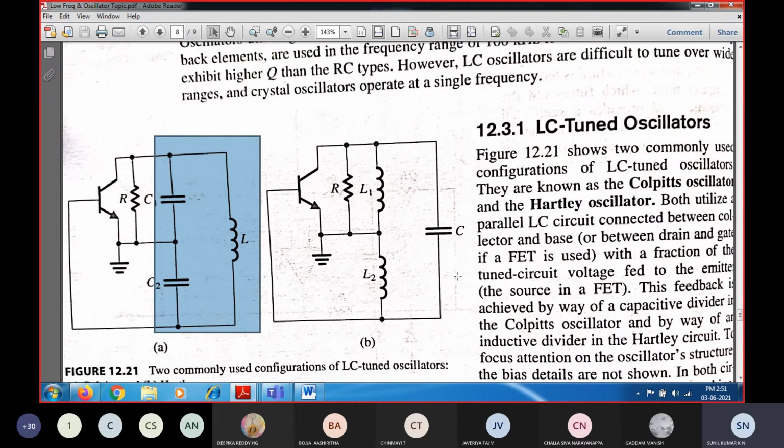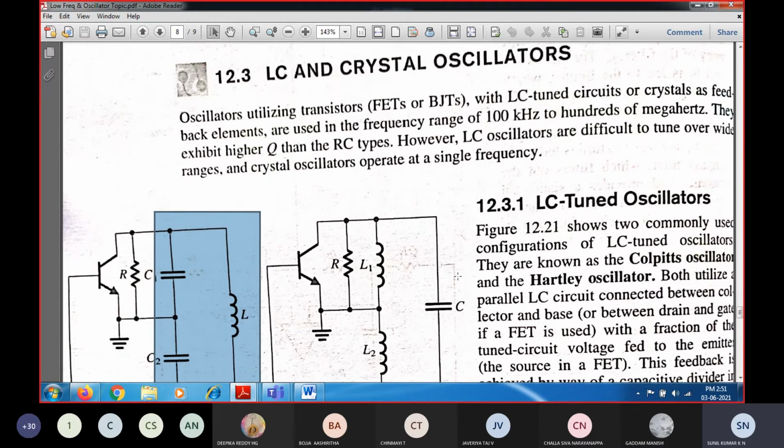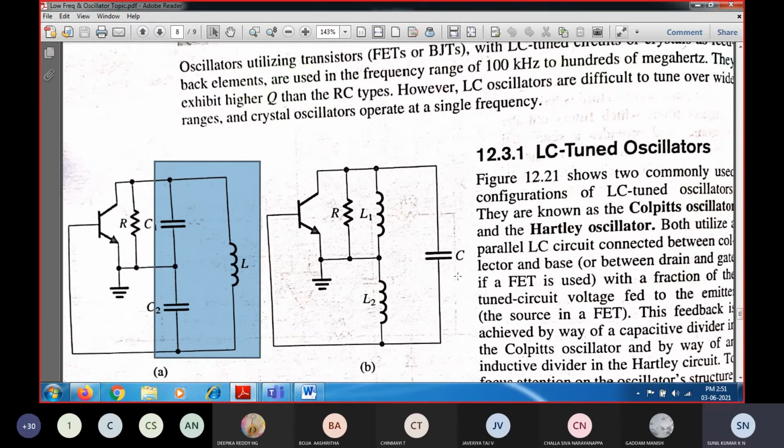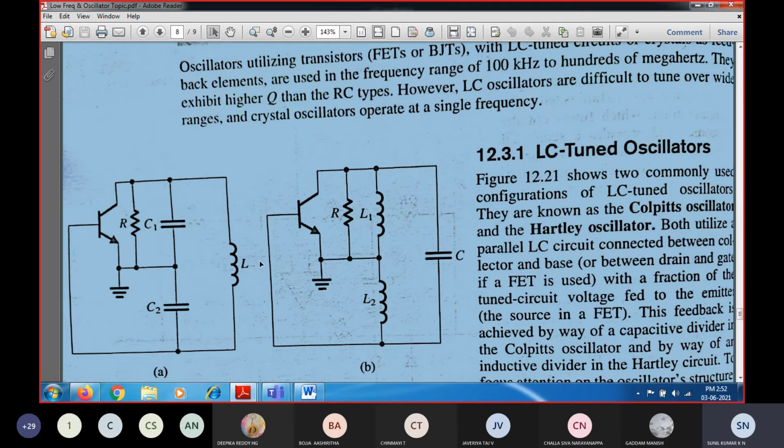So the classification of LC oscillators has been further done, based upon how the inductor and capacitor have been connected. If you have a feedback network comprising three impedances, normally in LC oscillators you have three impedance parameters: Z1, Z2, and Z3. Normally Z1 and Z2 will be made up of the same element.